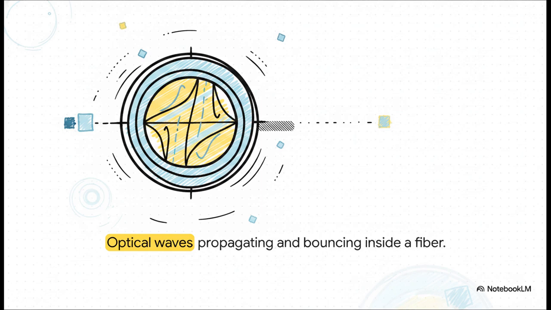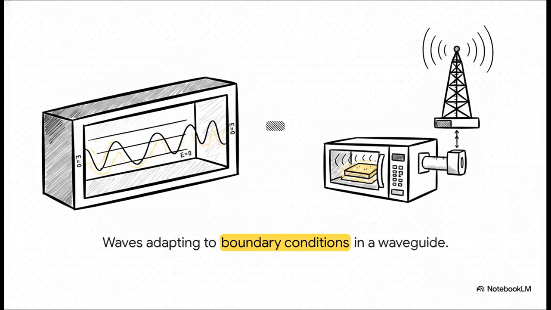It hits the edge, total internal reflection kicks in, and it bounces perfectly down the line. This is a huge deal. It allows us to transmit vast amounts of internet data globally across oceans with almost zero loss. It's essentially a perfectly engineered light track.